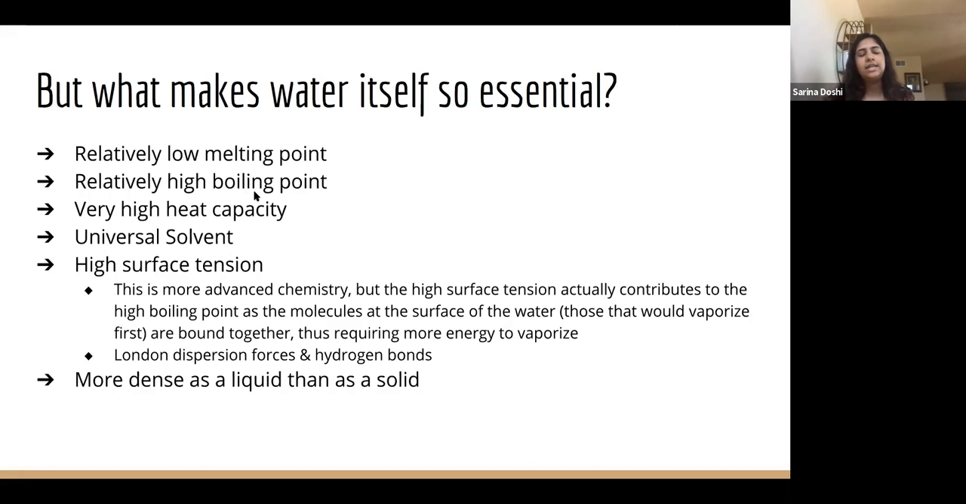And then the last thing is water is more dense as a liquid than as a solid. This is probably the easiest concept to visualize. Think of ice skating on a lake. The ice floats to the top. Ice is the solid form of water, yet it floats when in water.